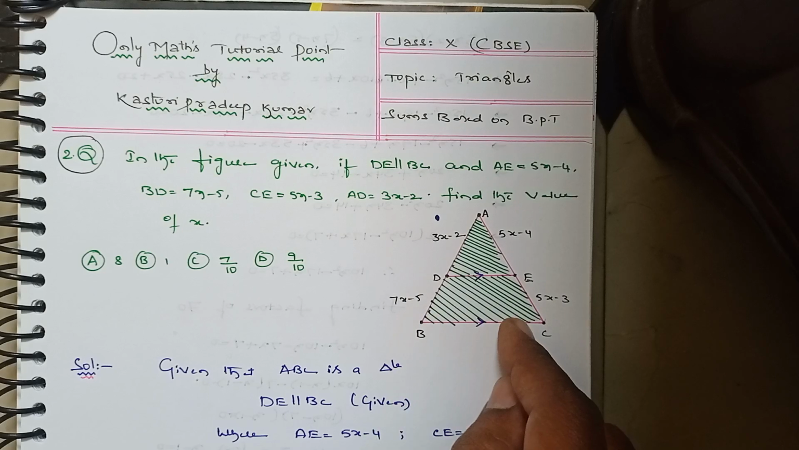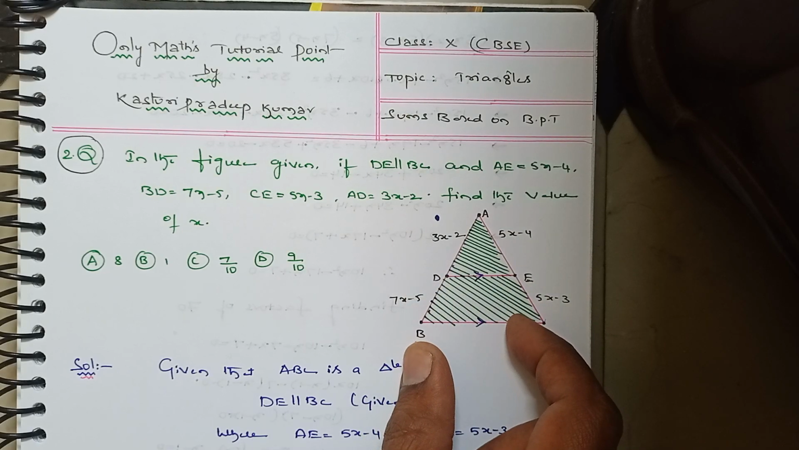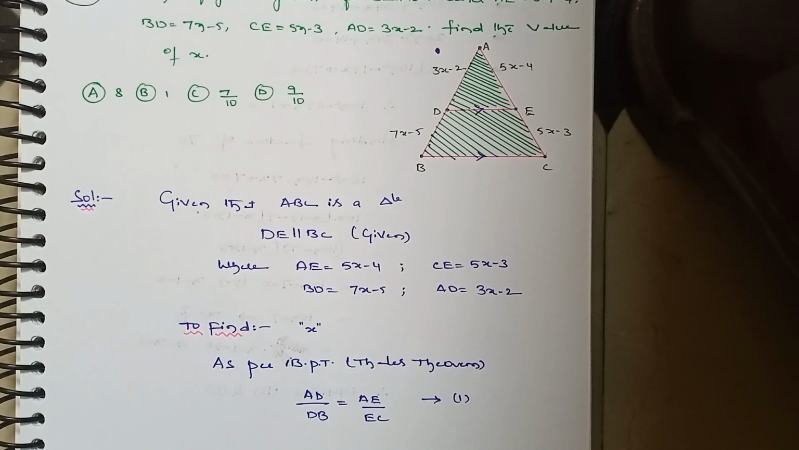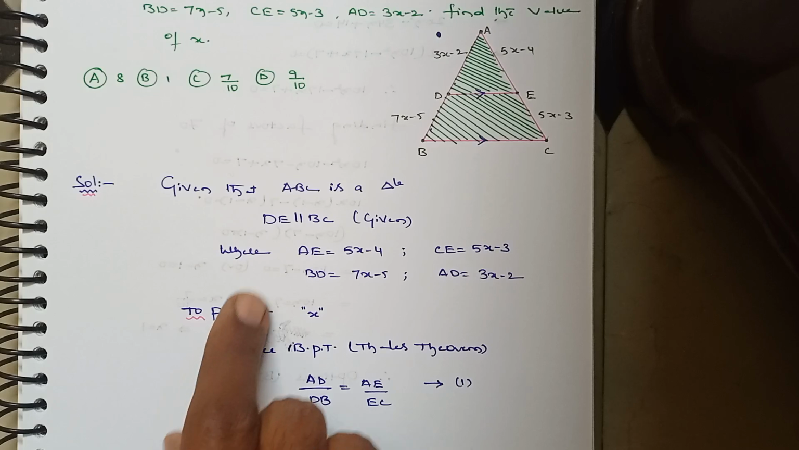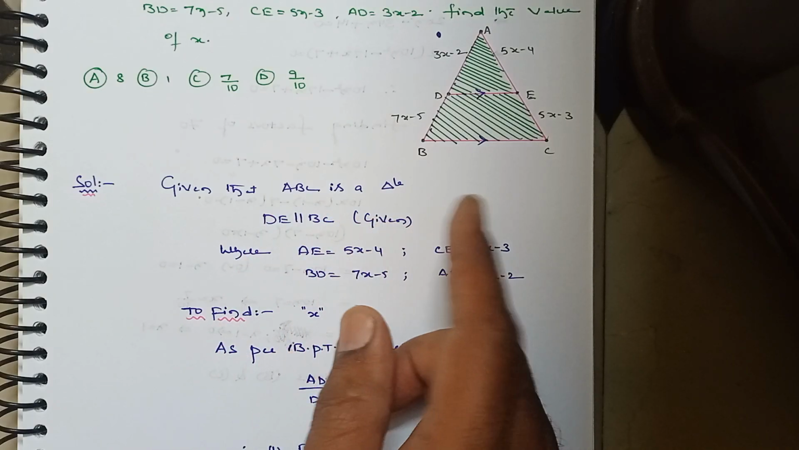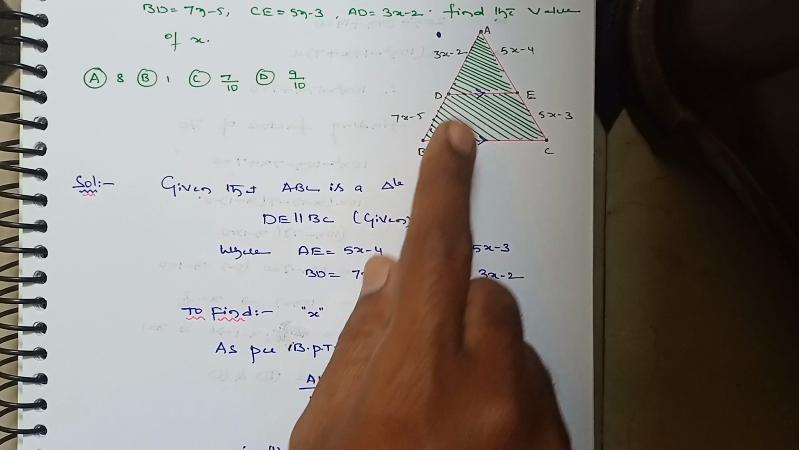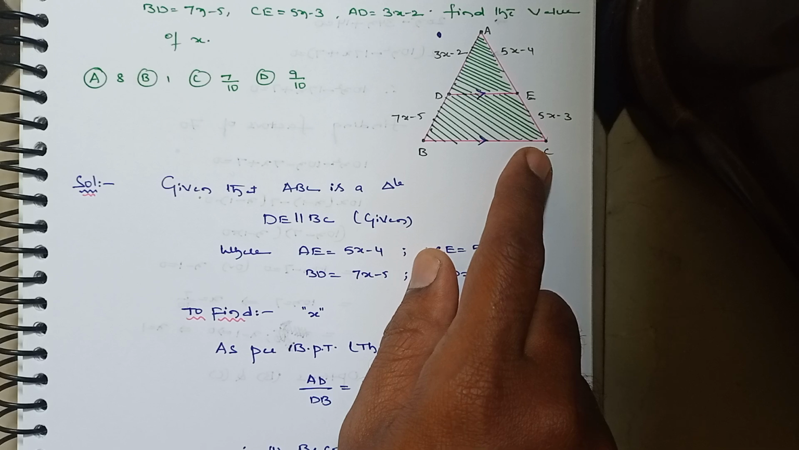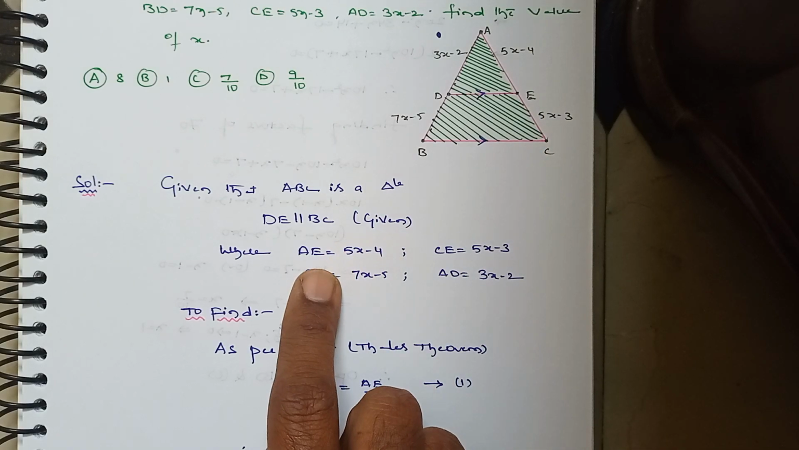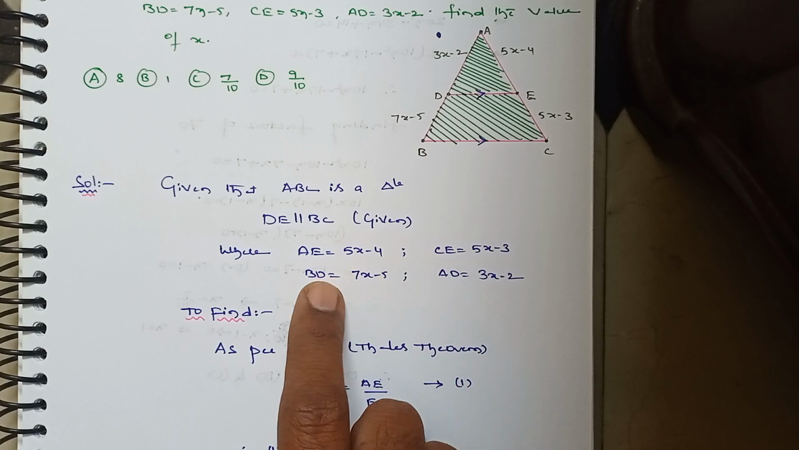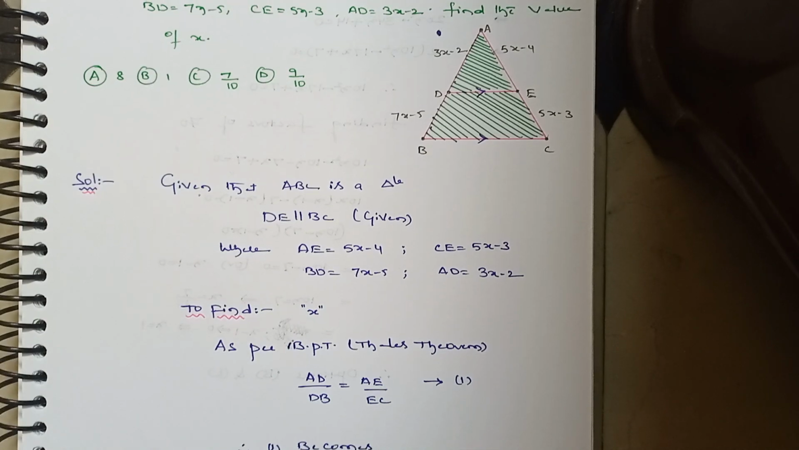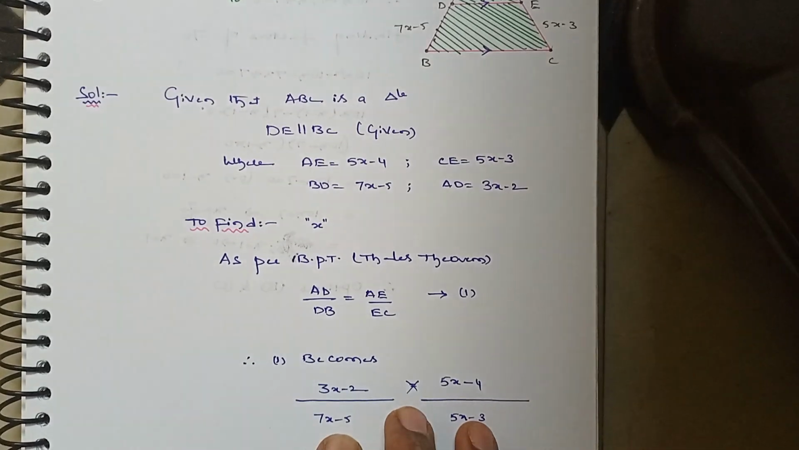So they gave a triangle with given dimensions. We need to find the unknown value, that is the x value guys. So first write down what is given in the question. Given the triangle ABC, where the line DE is parallel to BC. Okay, and write down the given dimensions: AE, CE, BD, AD. We need to find the value of x here, right? So these are the normal steps for every sum. Okay, then what to find here? We need to find the value of x here.